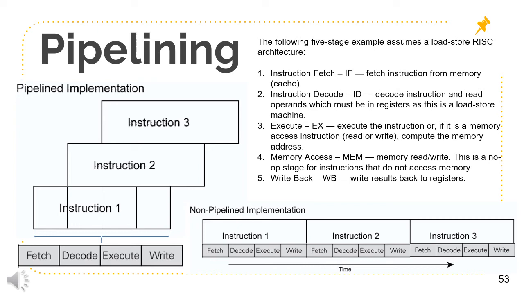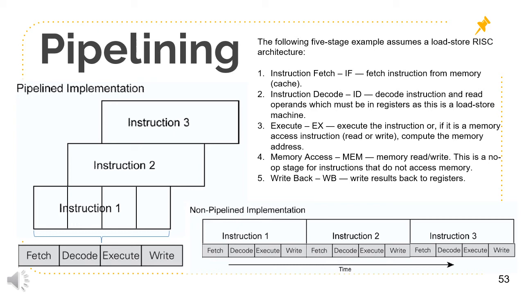Pipelining, a standard feature in RISC processors, is much like an assembly line. Because the processor works on different steps of the instruction at the same time, more instructions can be executed in a shorter period of time. The following 5-stage example assumes a load-store RISC architecture.